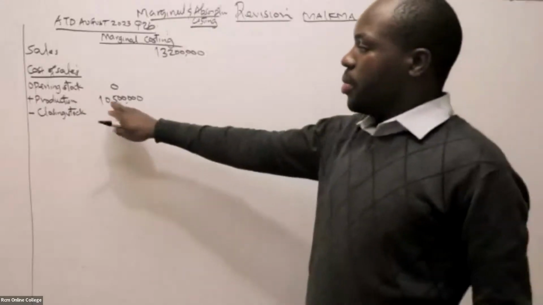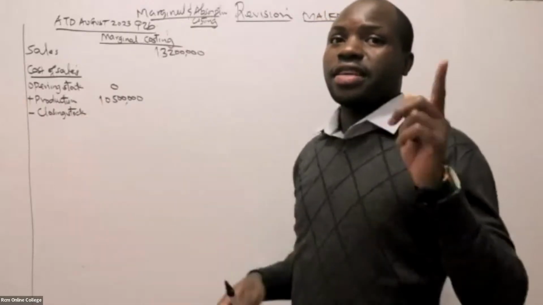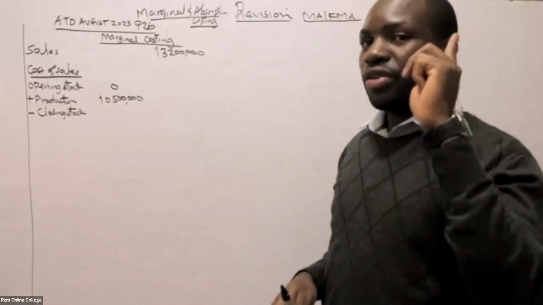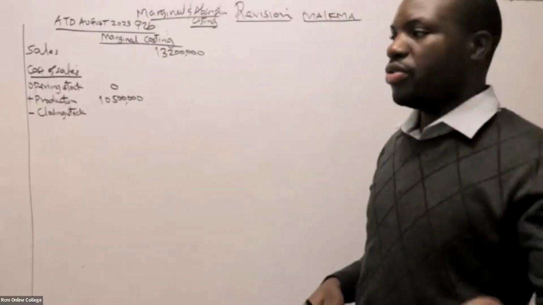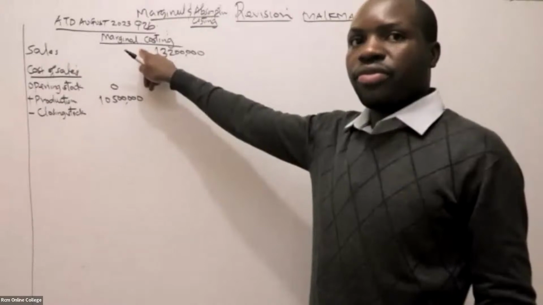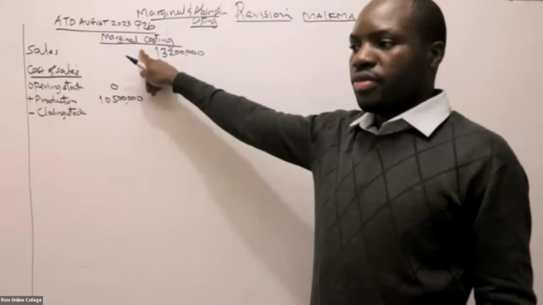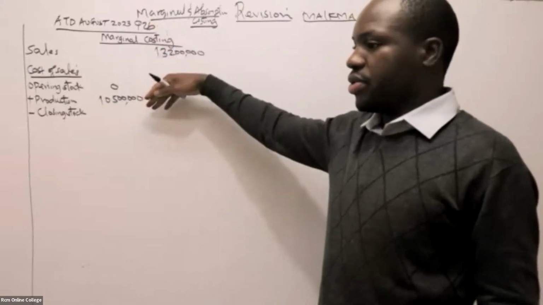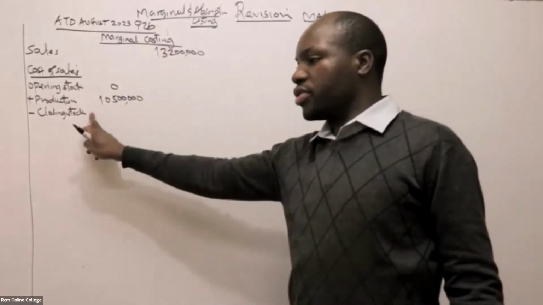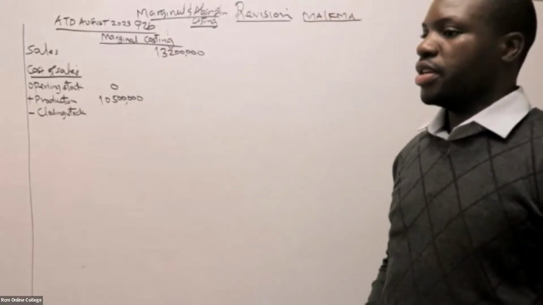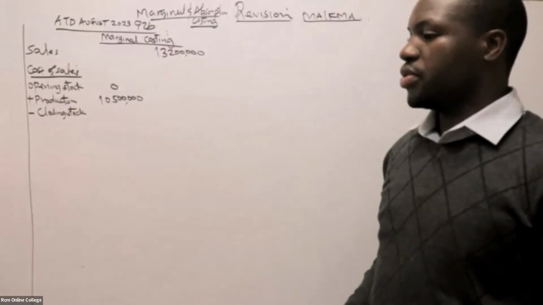So here, the production is 10,500. Now, this closing stock we have 6,000, and they have to be valued at the production cost per unit. What was our production cost per unit under marginal costing? It was 350. So when you take 350 times the quantity of our closing stock, that is 2,100,000.